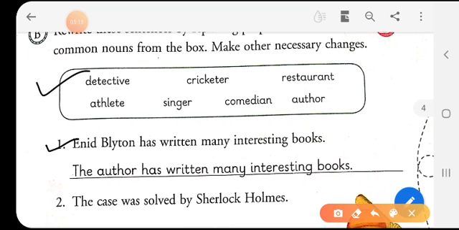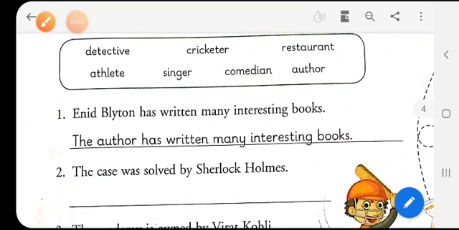So Enid Blyton has written many interesting books. So who writes a book? An author writes a book. So how will we change this? Instead of Enid Blyton, we will use the word author, which is given over here. The author has written many interesting books. Similarly, we will go for the others also.